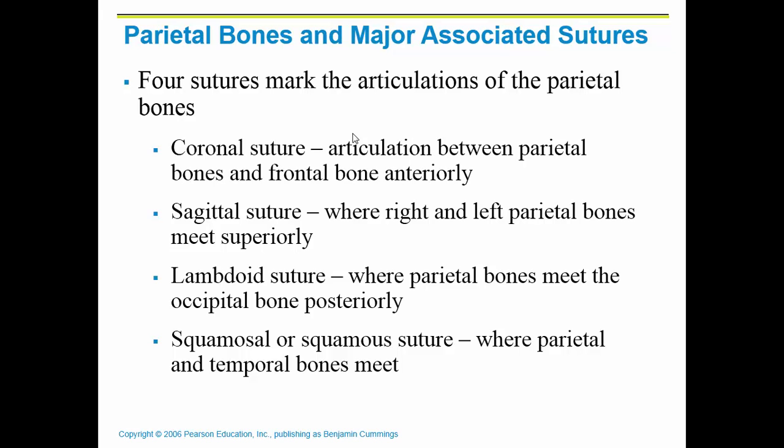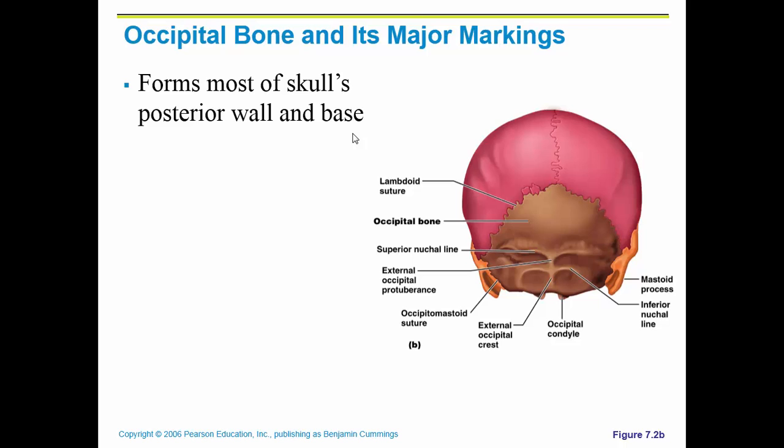Then sagittal. We should remember there was also a sagittal plane that cut the body into right and left portions. The two parietal bones articulate at the top of the head, and that is where you would find the sagittal suture. There's also the lambdoid suture, where the parietal bones meet the occipital bone, at the very back of the skull. And then the squamosal or squamous suture, where parietal and temporal bones meet, and the parietal bones are above the temporal bones on both sides of the skull.